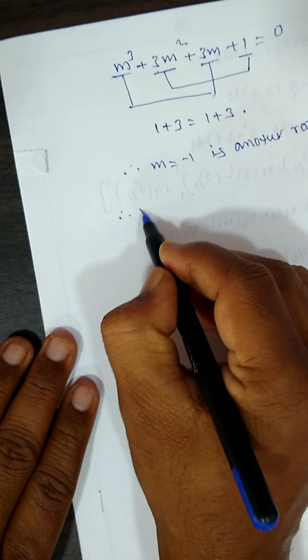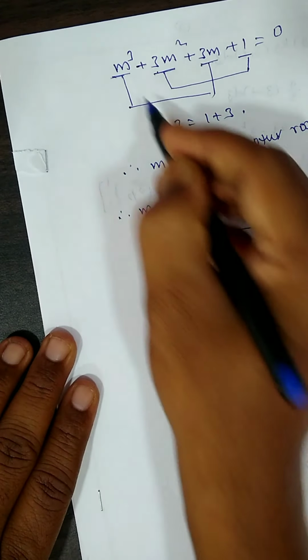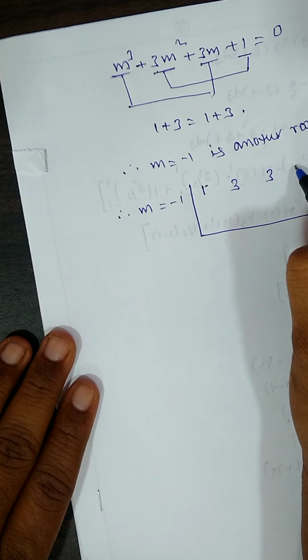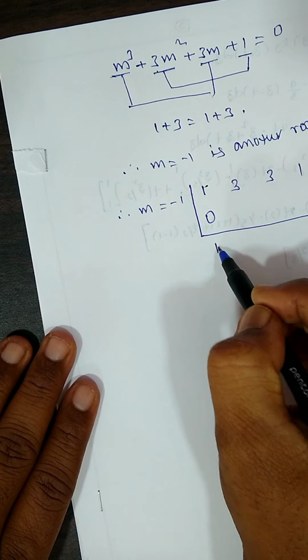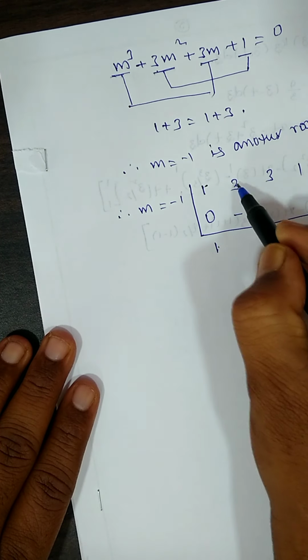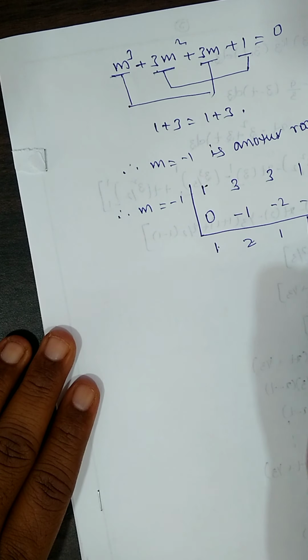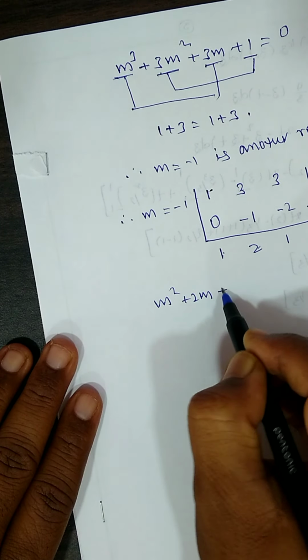Therefore now we can find the remaining roots. m is equal to minus 1. Now again, the coefficient of m cube is 1, coefficient of m square is 3, coefficient of m is 3, and the constant value is 0. We can write it with synthetic division here: 1 plus 0 is equal to 1, 1 into minus 1 means minus 1, 3 minus 1 means 2, 2 into minus 1 is minus 2, 1 minus 1 equal to 0. Here m square plus 2m plus 1 equal to 0.